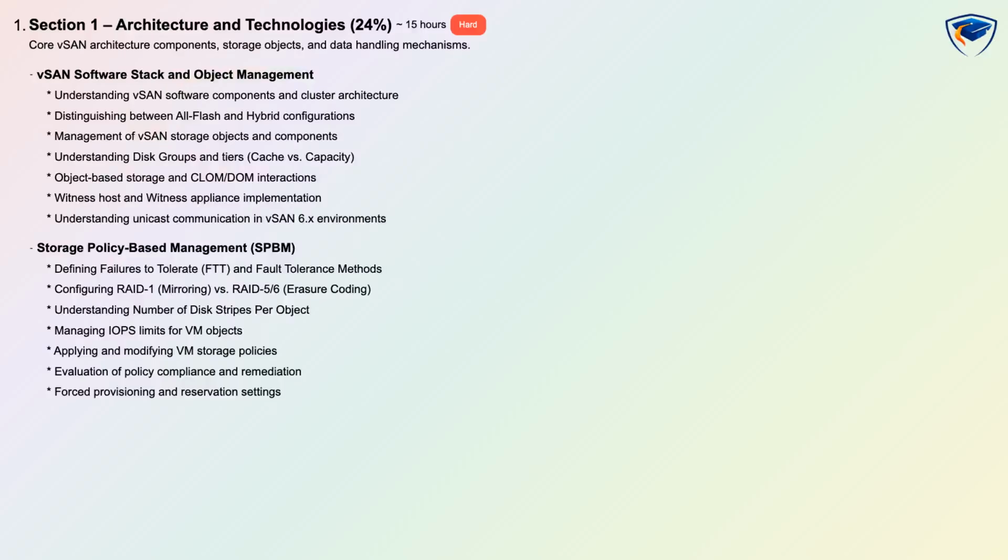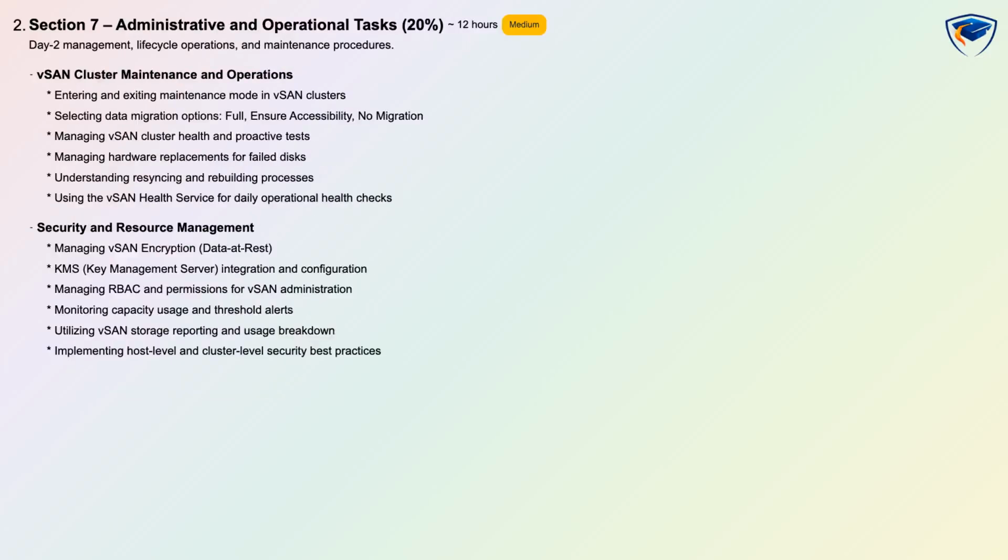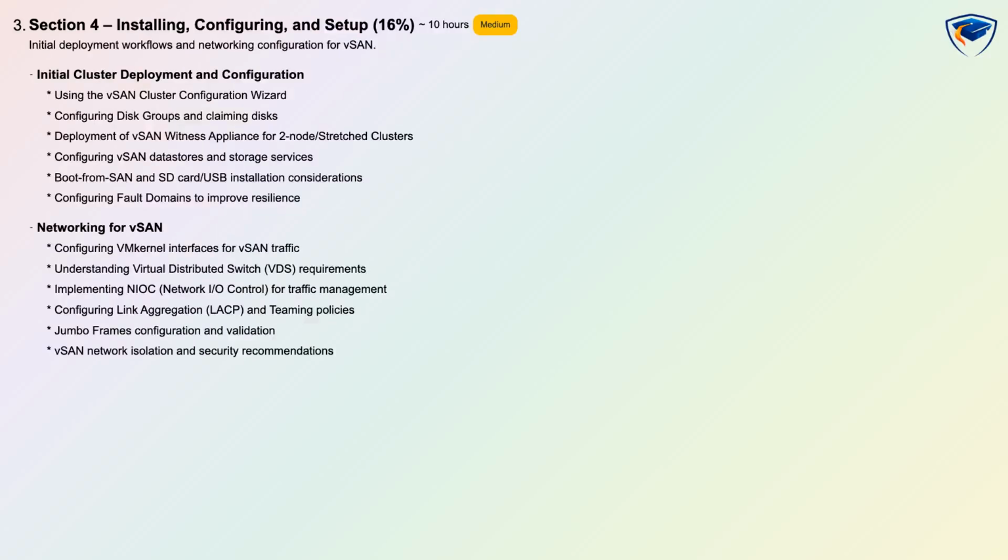objects and components. In Section 1, you'll also learn about the importance of disk groups and tiers, object-based storage, and CLOM-DOM interactions. Additionally, you'll understand how to implement witness host and witness appliance, and how to manage unicast communication in vSAN 6.x environments. Section 7, Administrative and Operational Tasks focuses on Day 2 management, life cycle operations, and maintenance procedures.